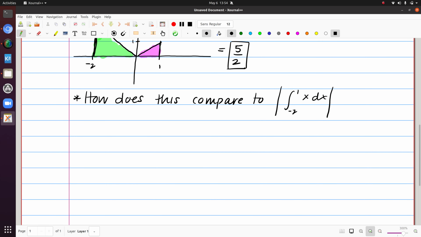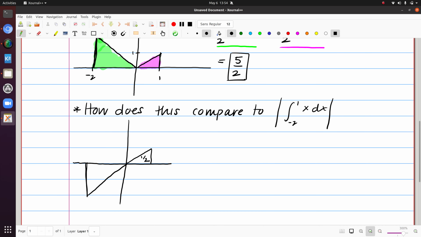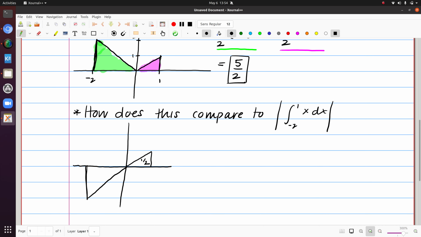what I have here, first of all, if the absolute value is the last thing we look at, we can think about what the function would look like. So we would still have the same pink triangle, it'd be 1/2. And our green triangle, which we saw has area 2, or 4/2, is now flipped below, so it's negative.